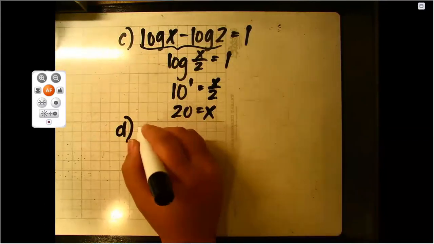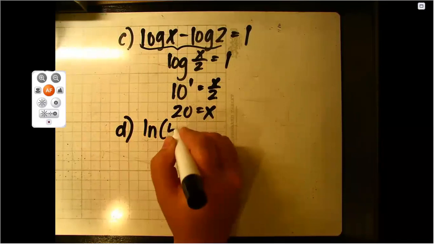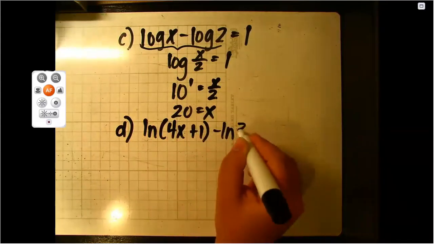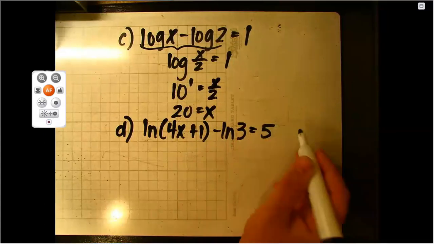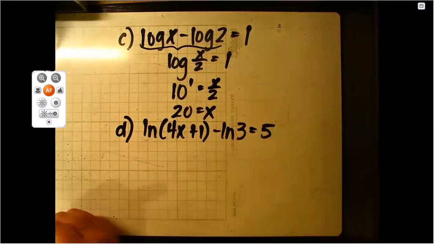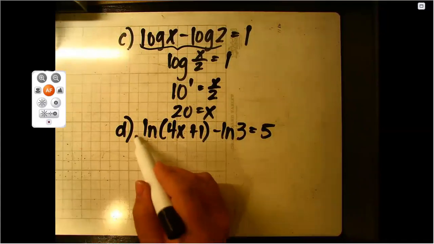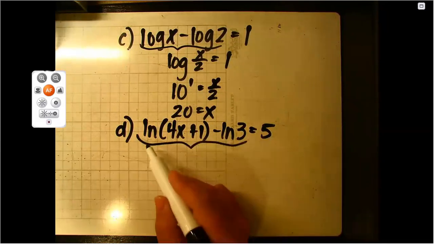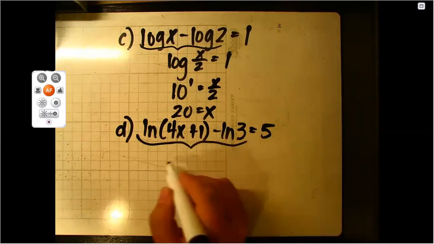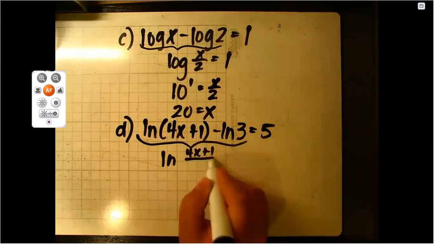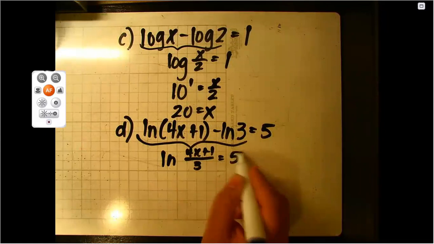All right, and then one more, we'll use a logarithm. So now it's natural log, all right? So natural log has the same property, same idea. So I need to first condense these, right? So if I have subtraction, that goes with division. So I have the log of 4x plus 1 over 3 equals 5.